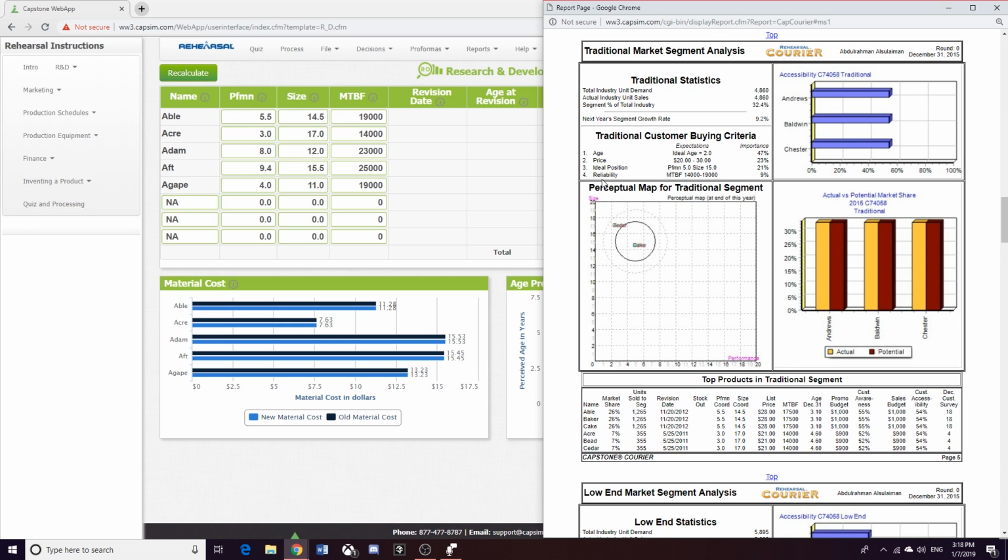Okay, so now that we're done with the MTBF, we said we want it to be 19,000 because we are a broad differentiator, and we want our product to be the best. Okay, so let's see performance and size. We will look at performance and size and say, okay, so the current performance and size, 5.5 and 14.5.